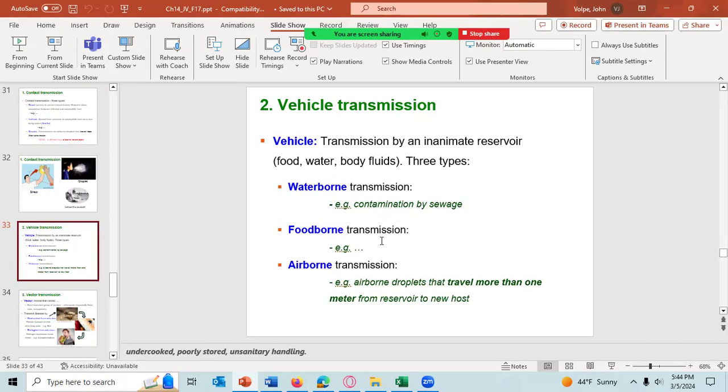Foodborne transmission usually happens when food is undercooked or poorly stored, or when it is unsanitarily handled by a food worker. And I guess if somebody were to touch the cup and then somebody were to drink out of it, I guess that would be waterborne transmission if it's water. And if they're eating food out of the cup, it would be foodborne transmission. The third, airborne transmission, we've already talked about. Any questions about vehicle transmission?